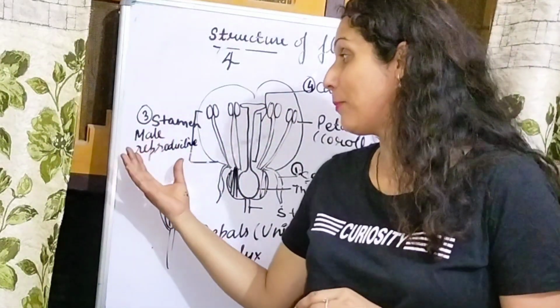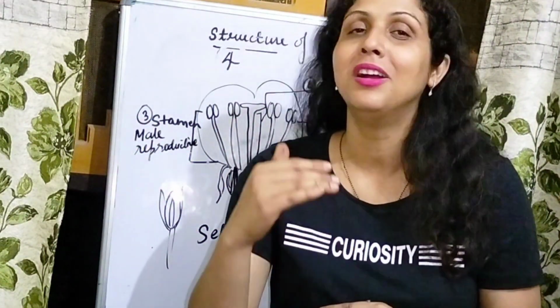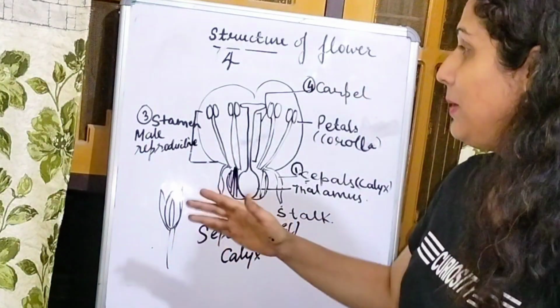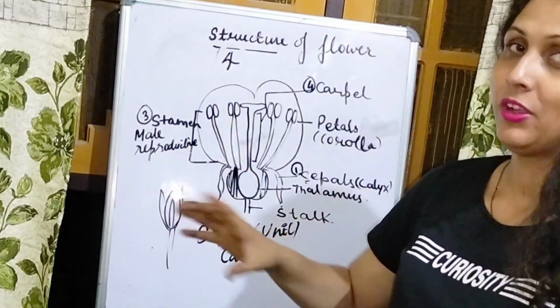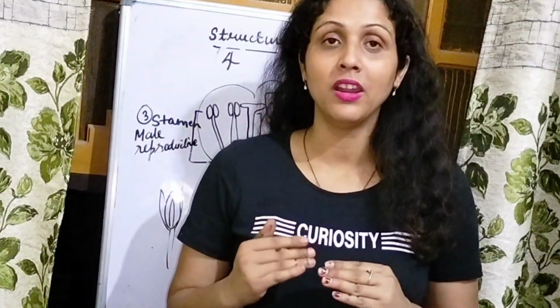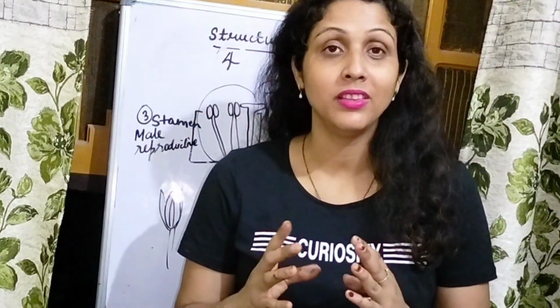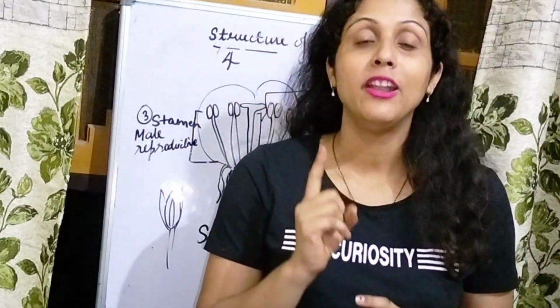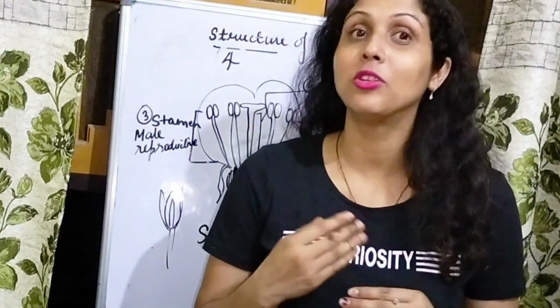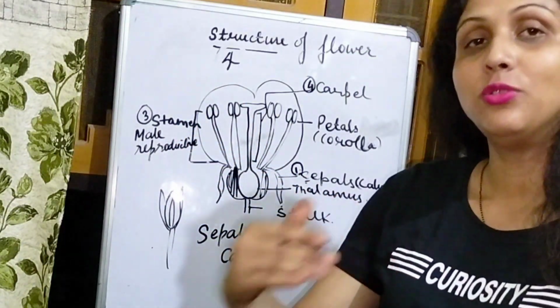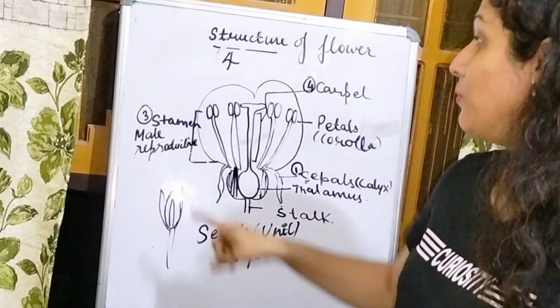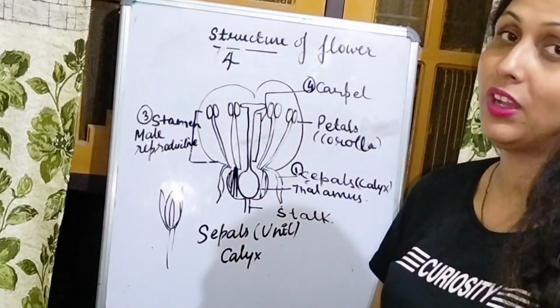If this is the male reproductive part, definitely it will produce the male gamete. So this is the stamen, the male reproductive part of the flower. Again I want to tell you one more thing: stamen is the name of the unit. Suppose in any flower 10 stamens are present, then all the 10 together are called the androecium. If I am asking about the unit, that is the stamen, but the group is the androecium. So stamens are the male reproductive part of the flower.